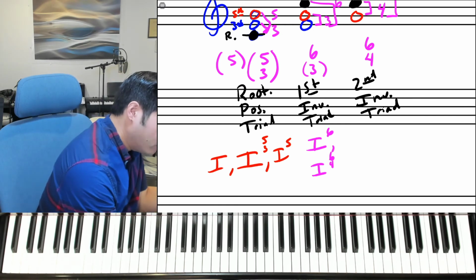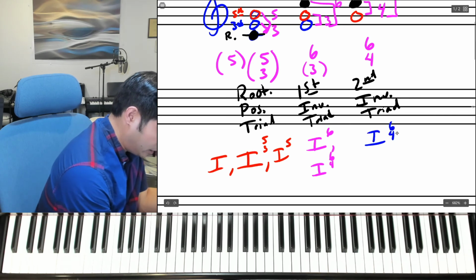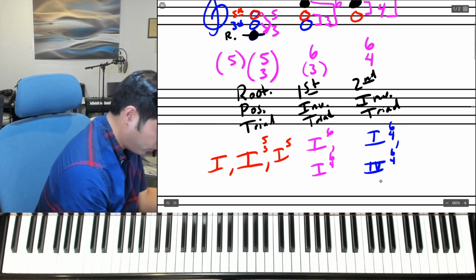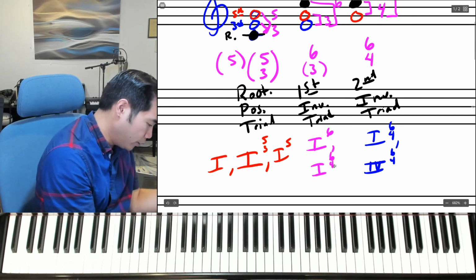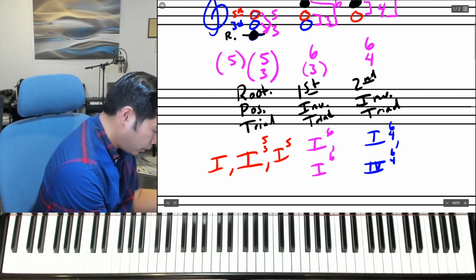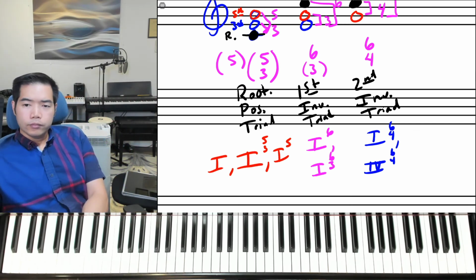And then second inversion, okay, we need both. So it's going to be always a 6-4. So it could be a 1 chord, or it could be a 4 chord, 4 with 6-4. Doesn't matter. Oops, I wrote the wrong one here. I wrote a 4 instead of a 3. My apologies. So that's figured bass for you.